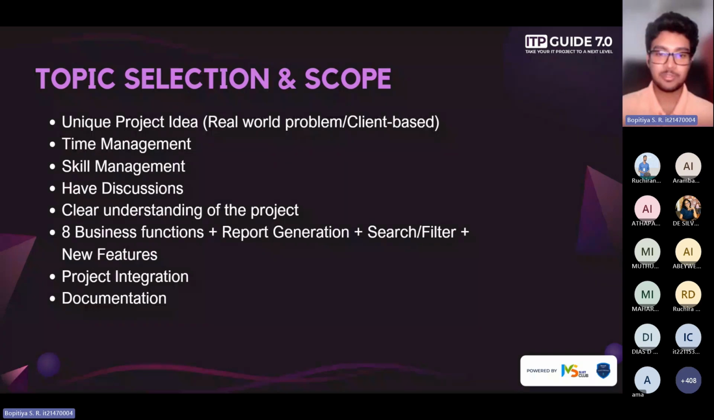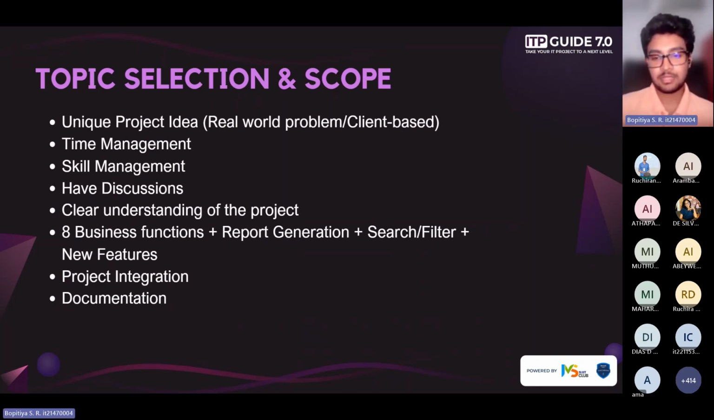To come up with something like that, I would encourage you to have discussions with your team members and brainstorm a little bit. That will help you a lot. And when you're coming up with a project idea, there are two approaches. One is the real world problem approach and the client based project.